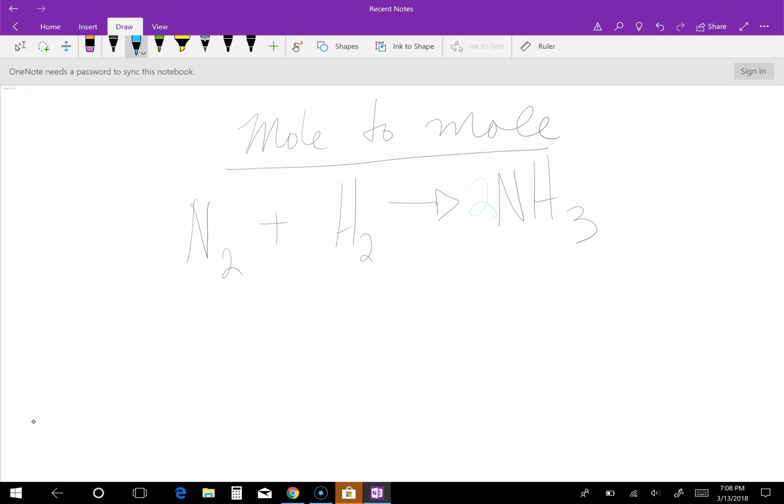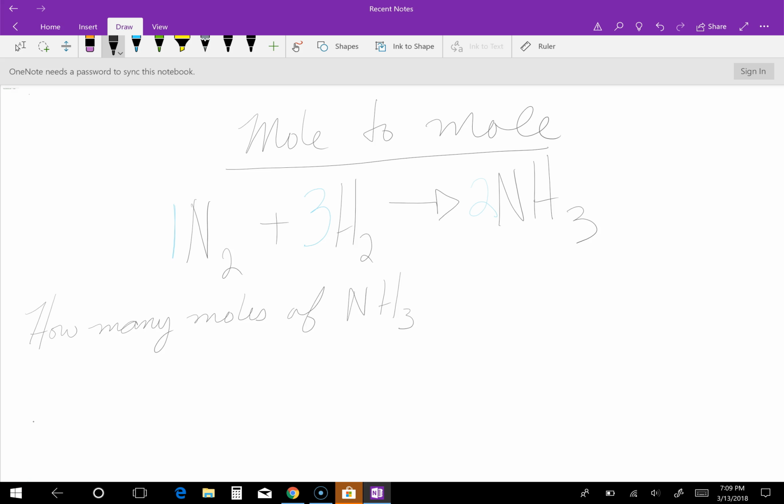Let's take the following equation we have here, nitrogen and oxygen becoming ammonia, and we're going to balance it out. Put a 2 here, 3 here, and a 1 here. Now we have the same number of atoms on each side.